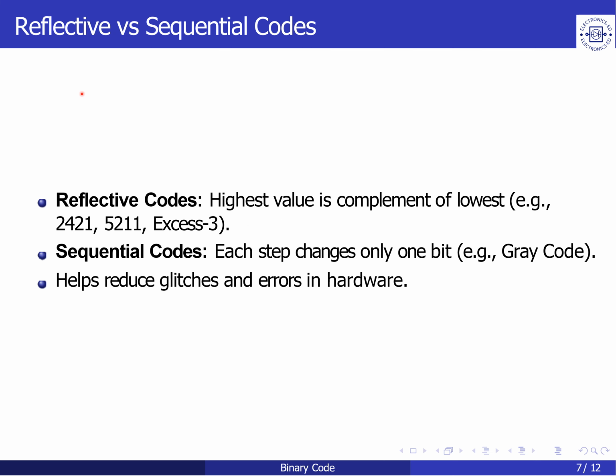Next, let's talk about reflective and sequential codes. Reflective codes are ones where the highest value in the code set is the binary complement of the lowest value. Examples include 2421, 5211, and XS3 codes. On the other hand, sequential codes are structured so that only one bit changes at each step. Gray code is a perfect example. This single-bit difference helps reduce glitches and errors in hardware, making sequential codes highly useful in digital systems.